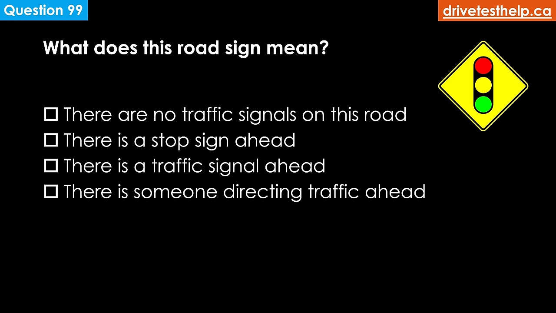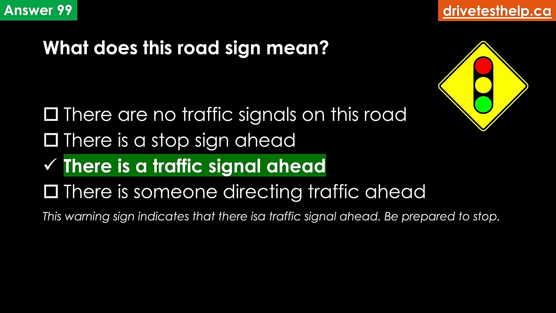What does this road sign mean? There are no traffic signals on this road. There is a stop sign ahead. There is a traffic signal ahead. There is someone directing traffic ahead. The correct answer, there is a traffic signal ahead.